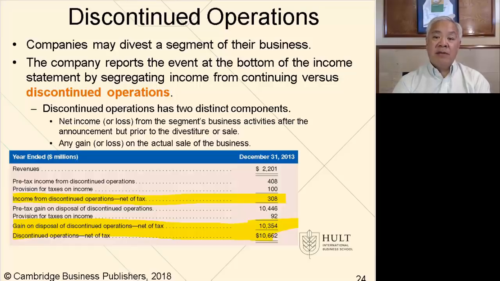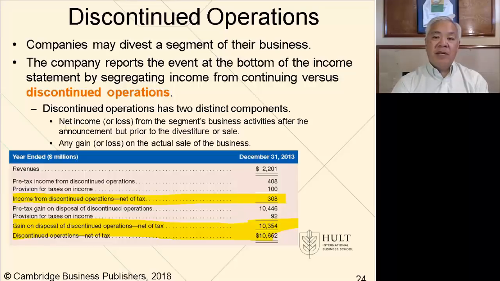Let's say a company has 20 businesses and wants to get out of one. If we didn't do any special accounting, we would mix in all the revenues with the revenues from the other 19. We'd mix in all the expenses for this discontinued operation and mix it in with the other 19. Now, if it's tiny, who cares, right?